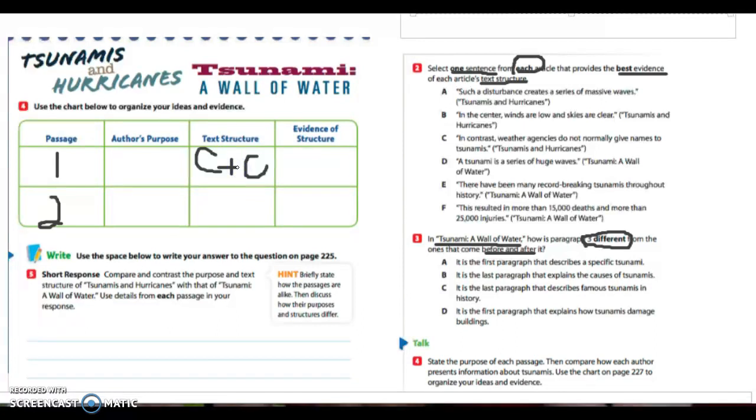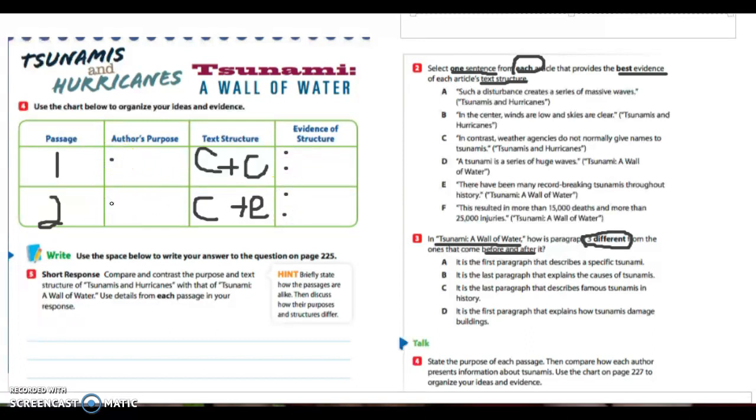Whereas the other one, tsunami wall of water, explains the cause and effect of tsunamis and how tsunamis affect the earth around it. Please take a minute to identify evidence for each structure and the author's purpose.